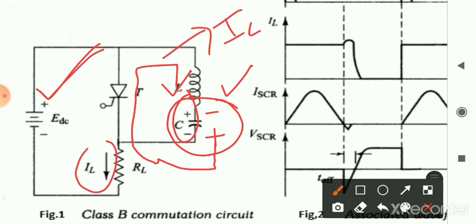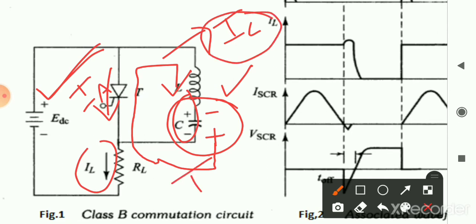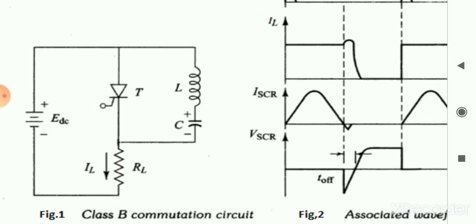This was our load current. Now you can see the direction of the load current and the commutating current is exactly opposite. We can also call this the anode current, because it is the current flowing in the SCR. When this anode current is smaller than the commutating current, what happens? The SCR will turn off. So this is the method of turning off the SCR.